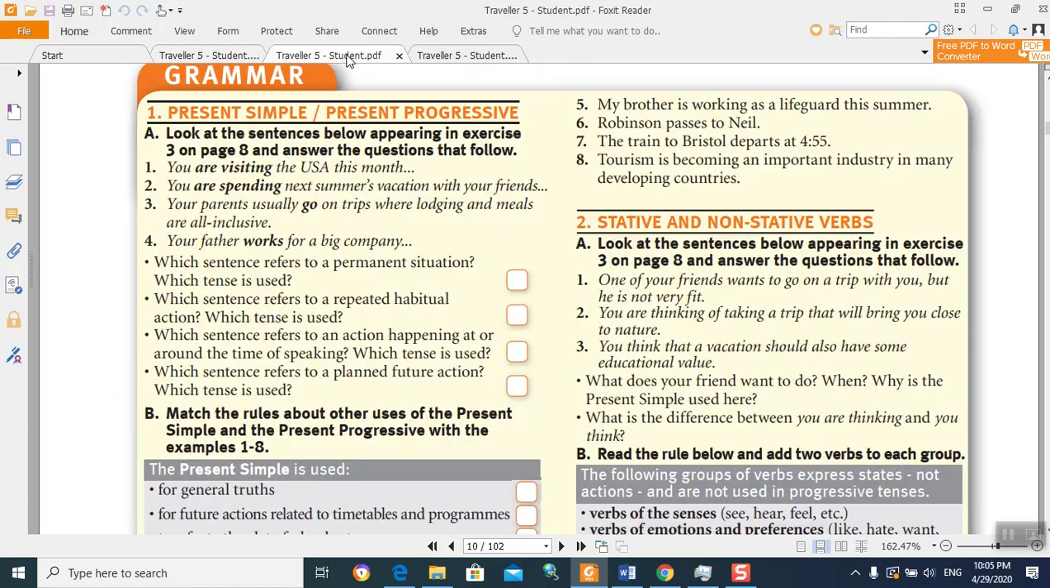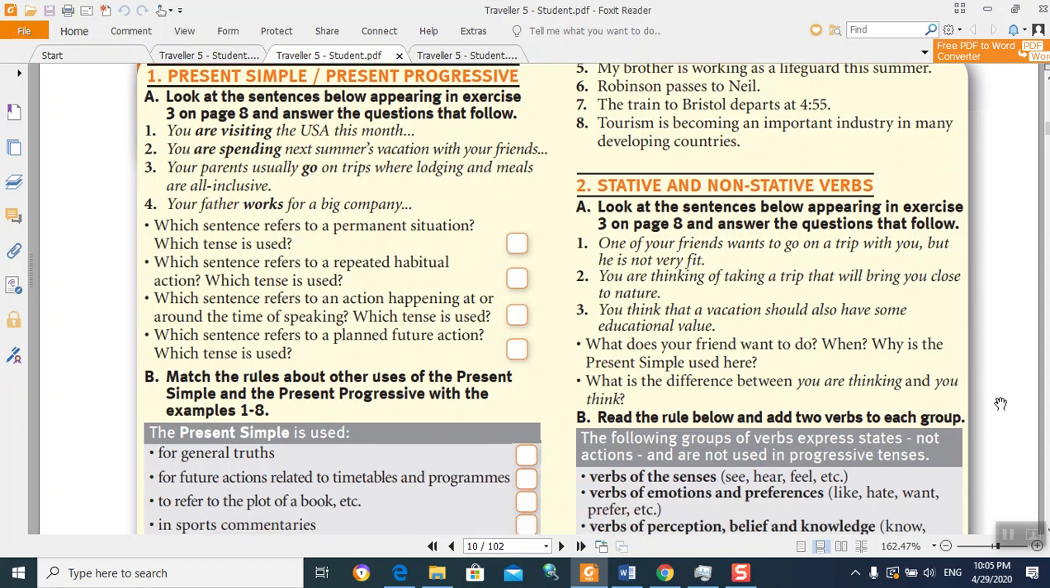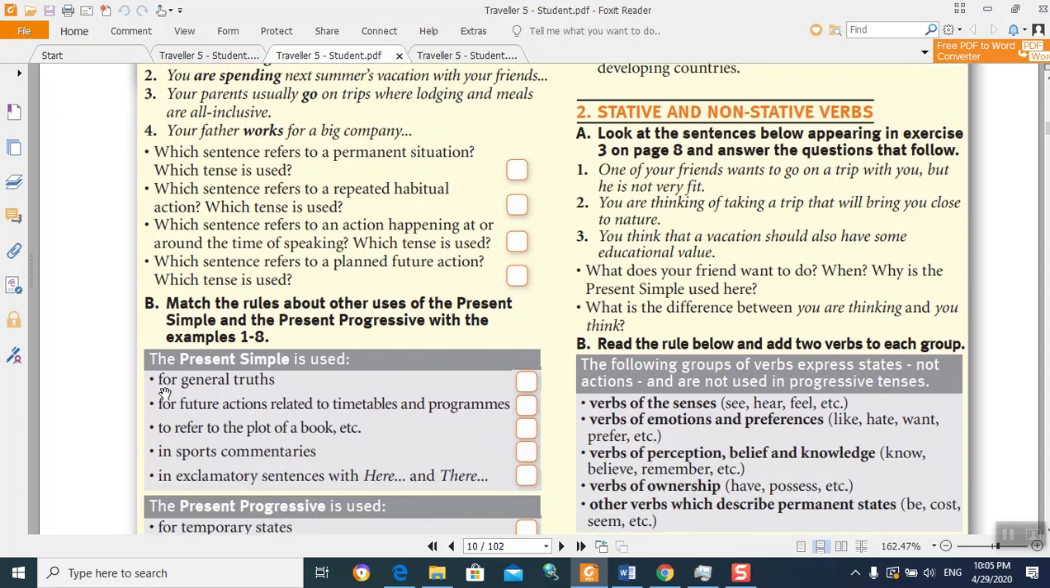So let's start by revising quickly, a quick revision for these points of grammar. We have in unit 1 present simple and present progressive. We're going to remind you of the present simple. We should only remember two things about present simple: when we use it for habitual actions and facts. Let's read some of the points here about using the present simple.